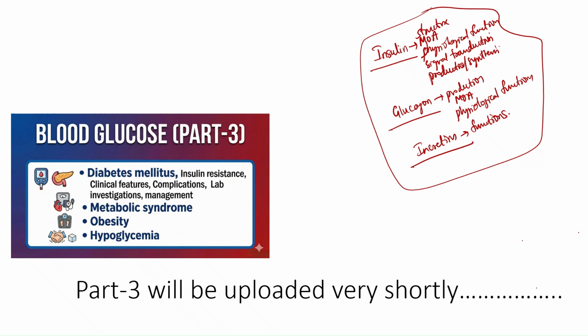But there is still much more to discuss about blood glucose regulation. What happens if it is unregulated, that is diabetes mellitus? We have to talk more about insulin resistance, the clinical features, the complications, how you diagnose, what the lab investigations are, and how you manage. All these things need lots of time, so we have to go for a part 3. Then we have to discuss metabolic syndrome, obesity, and finally hypoglycemia.